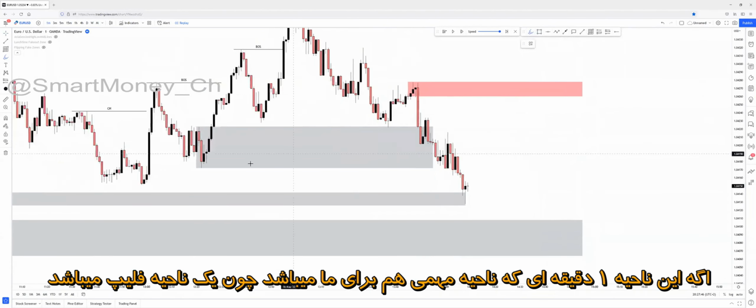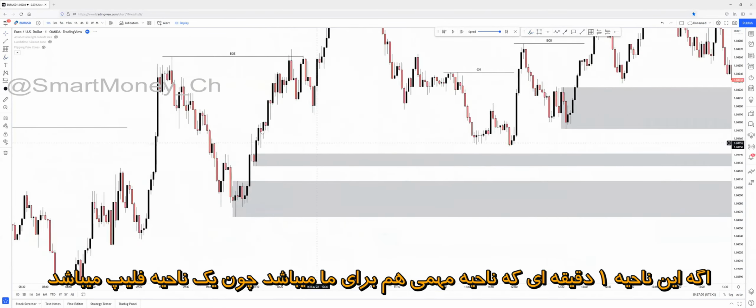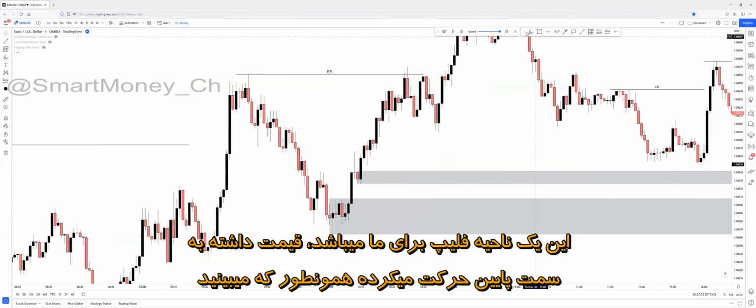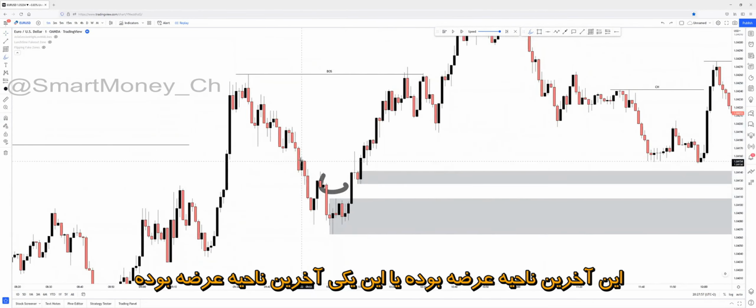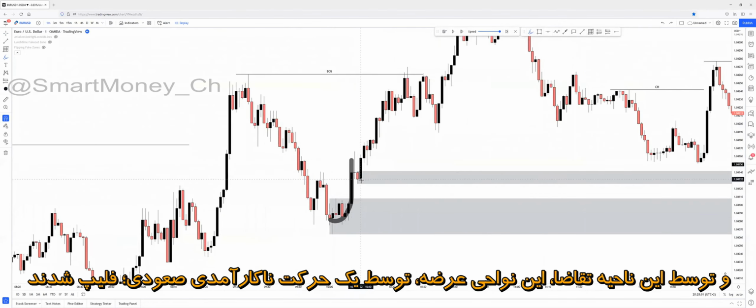This 1-minute zone is important for us because it's a flip zone. Price was coming in a downtrend here, as you can see. This was the last recent supply zone. Price has just reacted on this supply zone here, and from this demand zone, the overall supply level has been flipped with inefficient movement to the upside.